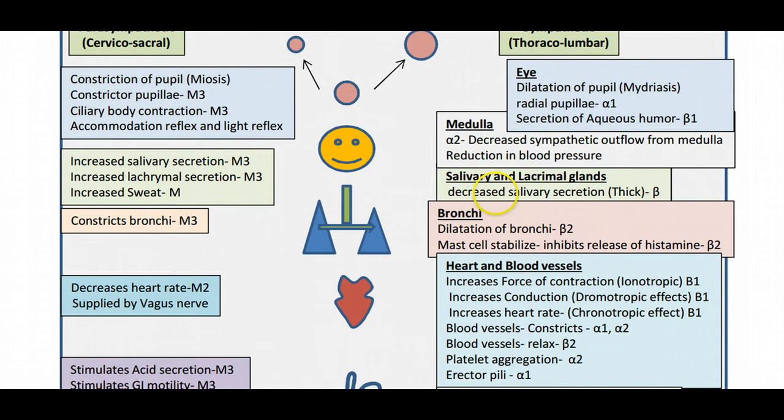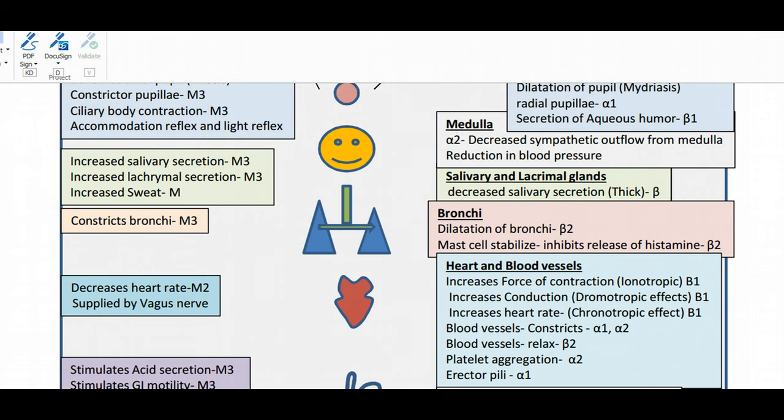Now on the other side, with the sympathetic system, in the salivary glands and the lacrimal glands you see decreased salivary secretion. And not only that, it causes the salivary secretion to be thick. This action is mediated mainly by beta receptors. The effect of the parasympathetic system on the bronchial smooth muscles is mainly mediated by M3 receptors, and this will cause constriction of bronchial smooth muscle.